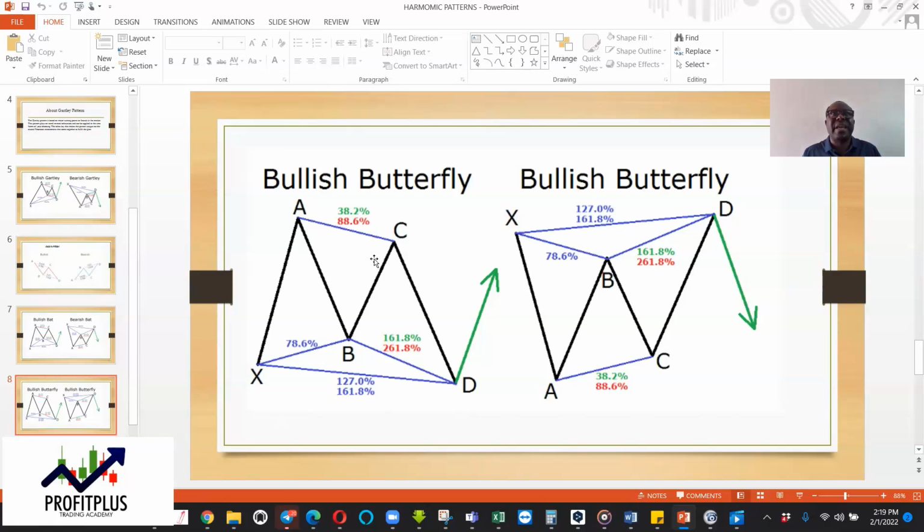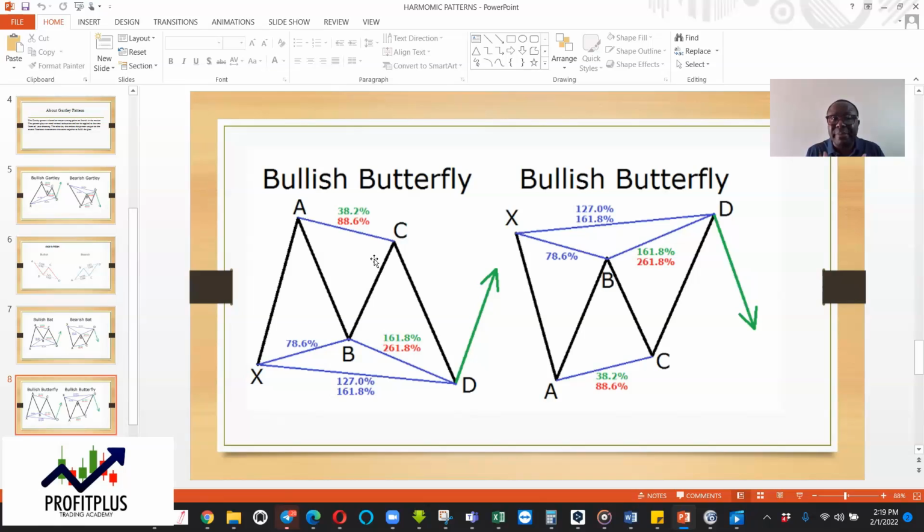It looks like a reversal, but it's not a reversal, if you follow this very carefully and check all the coordinates, the various levels of retracement. So this time around, D will be a 161.8% to 261.8% extension of AB.